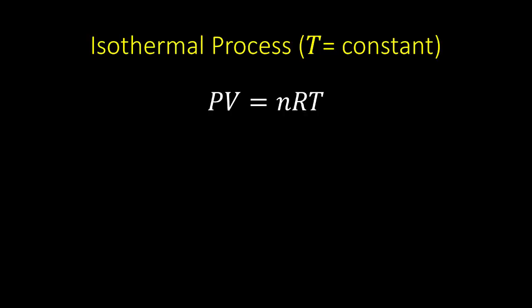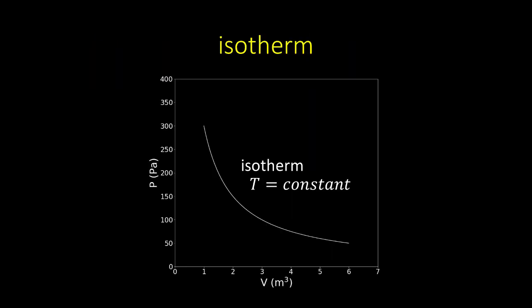For example, if temperature T is constant in an isothermal process, then from the ideal gas law we have P equals nRT divided by V, which is the equation for a hyperbola. This curve is called an isotherm. Iso means equal in ancient Greek, and isotherm means equal temperature. An isothermal process is one of several important processes that we will study in an ideal gas.